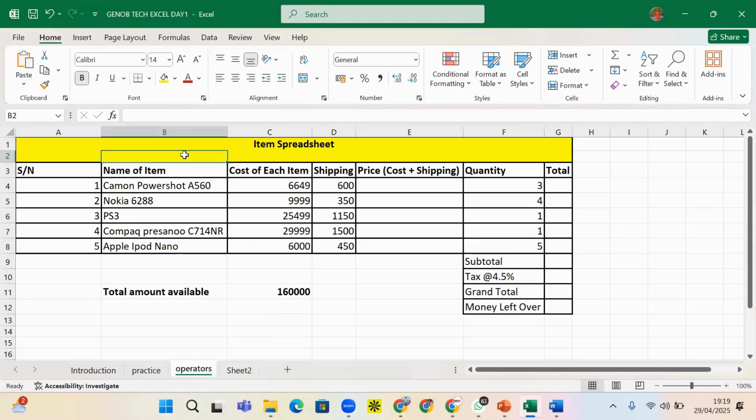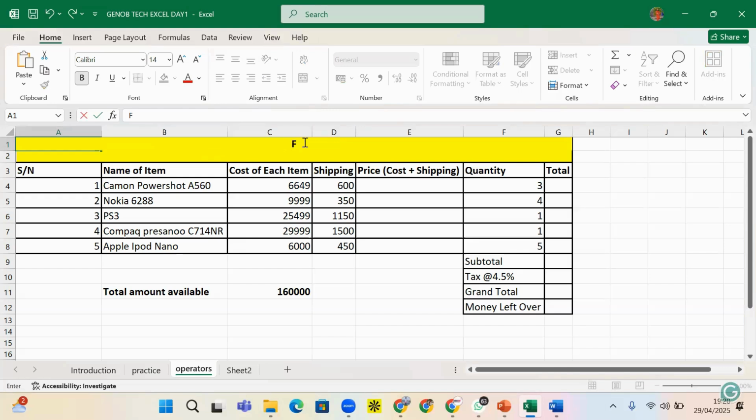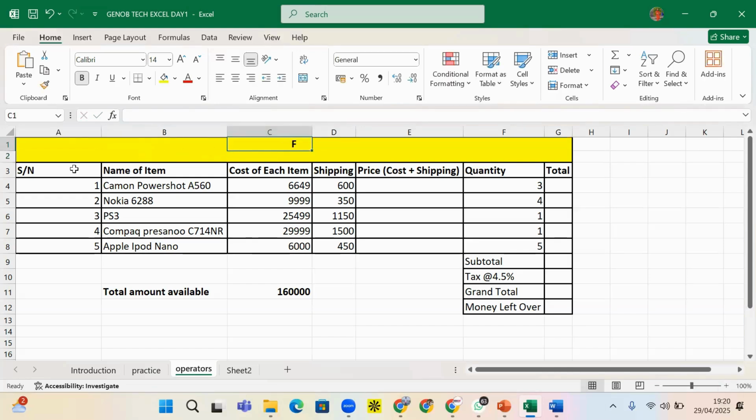So if I click here, you do not see the data. If I click here, you do not see the data. Even here, you do not see the data. If I click on A1, you see the data. So that's center across selection. Let me enter something here and let's see what happened. You see, you can no longer see the data, right?